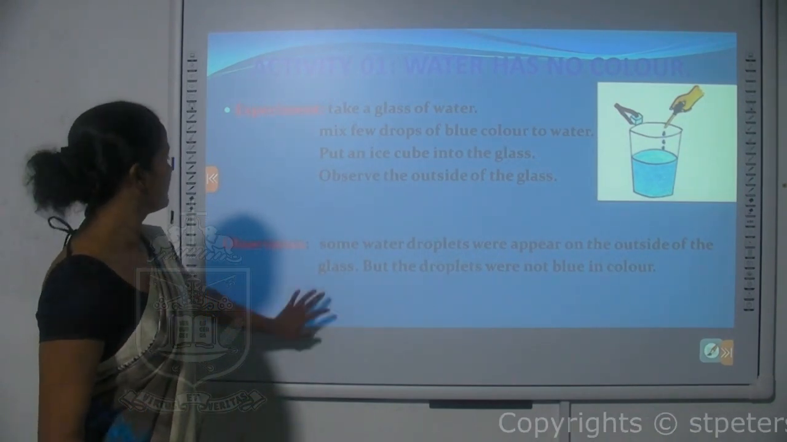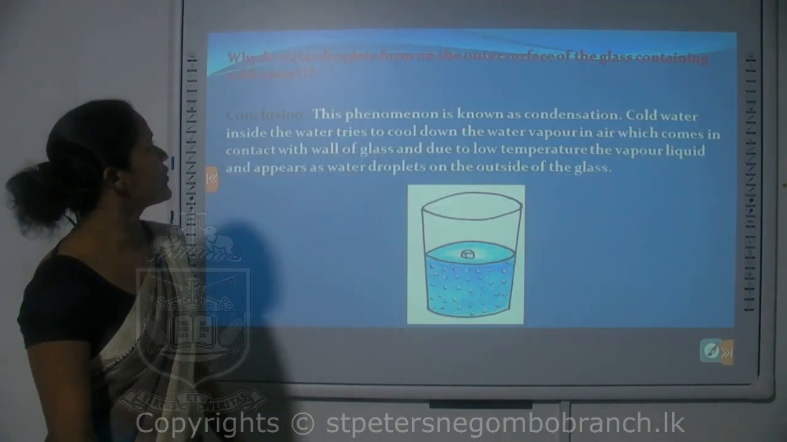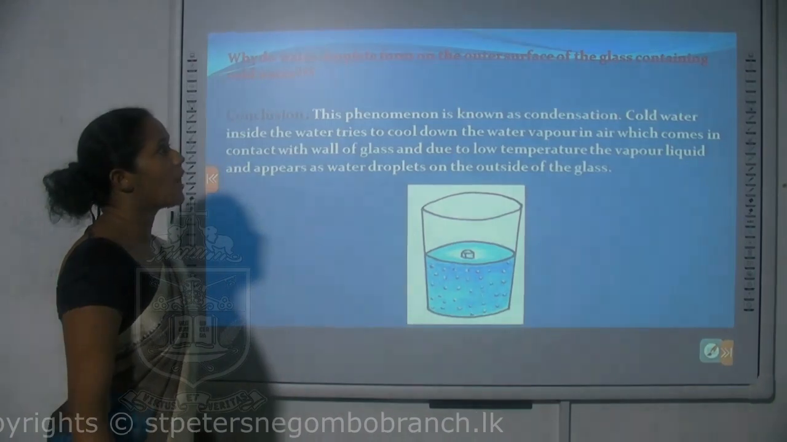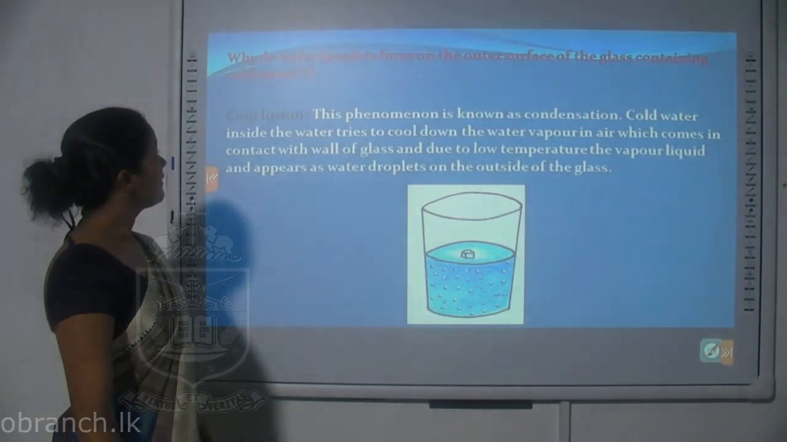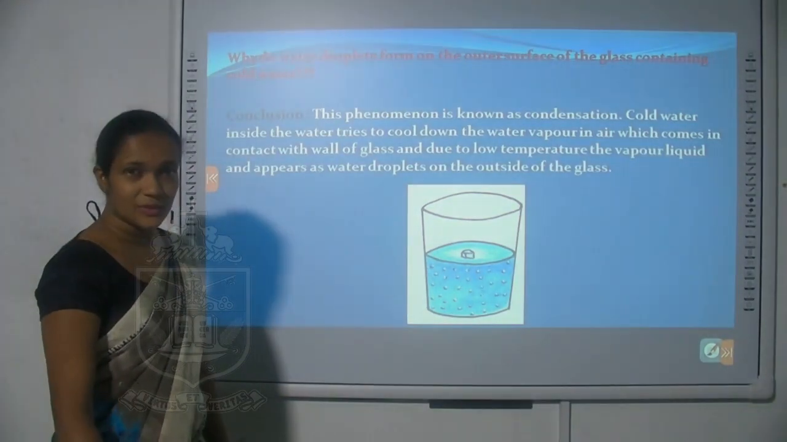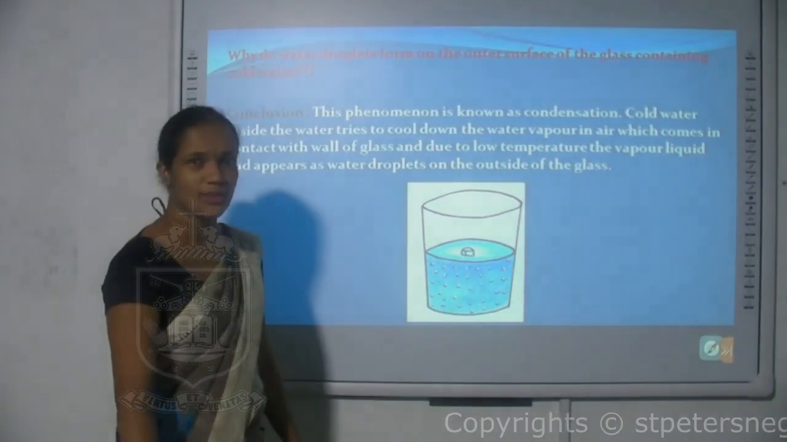Why do water droplets form on the outer surface of the glass containing cold water? Right, we get the conclusion like this. This phenomenon is known as condensation.